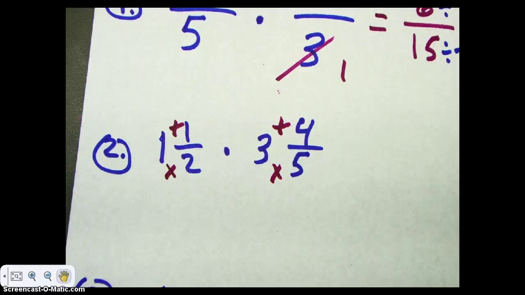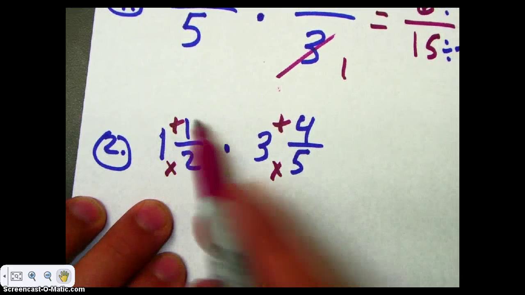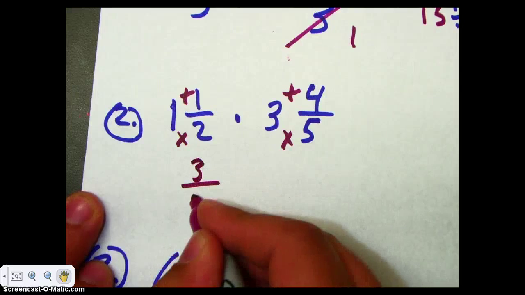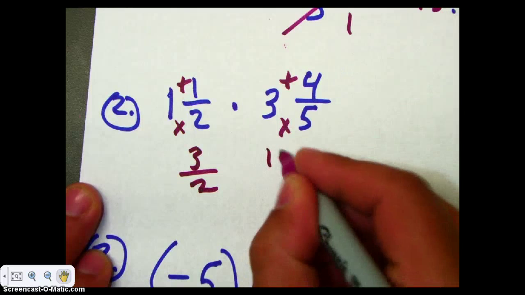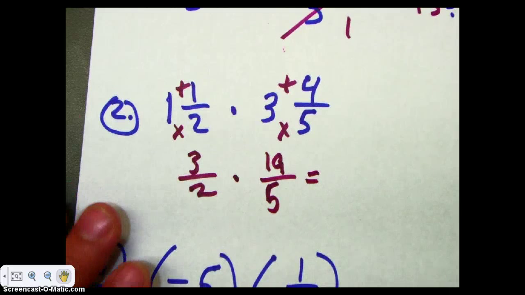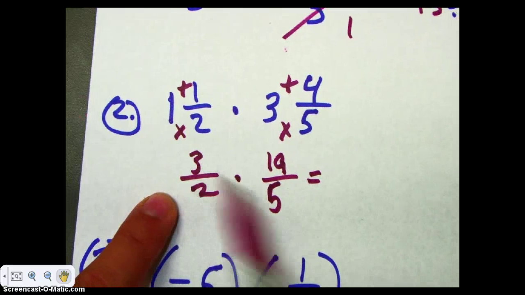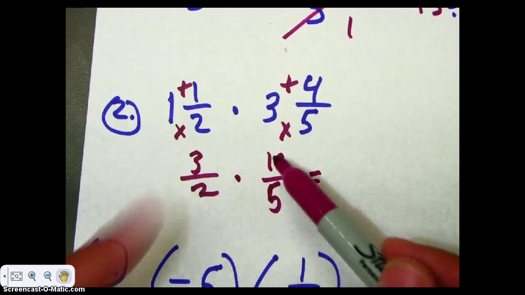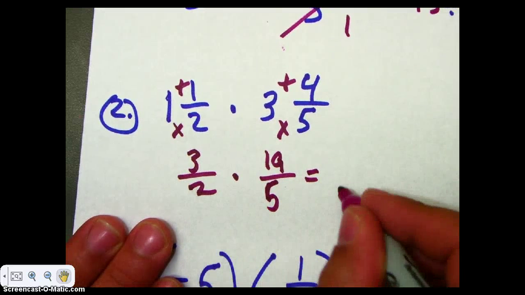With addition and subtraction, you didn't have to do that. You found a common denominator. With multiplying, you have to make them improper. 2 times 1 is 2, plus 1 makes 3. So I'll put 3/2. 5 times 3 is 15, plus 4 makes 19. So 19/5. And then I always check for step 2, cross reducing, and I can see that nothing goes into 3 and 5. Nothing higher than 1, of course, goes into 2 and 19, so I can't cross reduce. I'm just going to multiply. 2 times 5 is 10. And then we'll do 19 times 3.